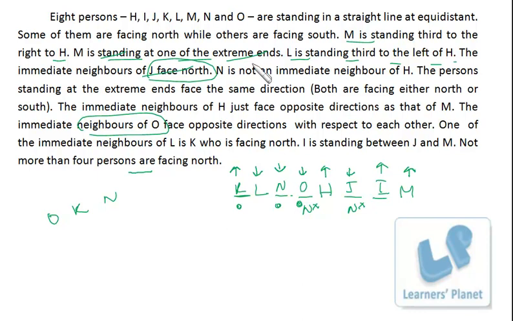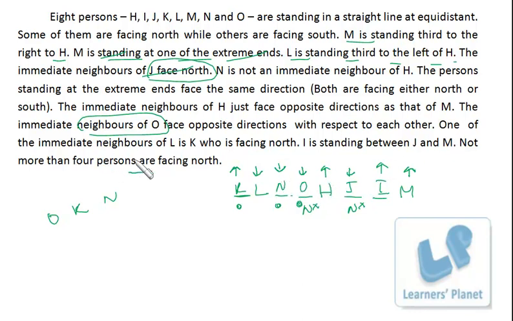Okay, we just go through once again. N is not an immediate neighbor of H, that is okay. The persons standing at the extreme ends face the same direction, that's also done. The immediate neighbors of H face the opposite direction. Okay, O is on south, and the immediate neighbors of H face the opposite direction as that of M. So M is north and O and J, they are south. The immediate neighbors of O face opposite direction with respect to each other. Okay, we can see N downwards, H upwards.